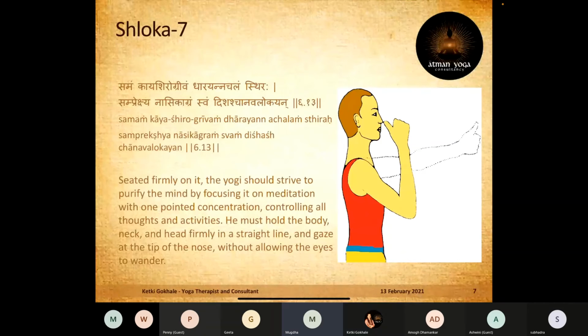Samam kaya shiro grivam, dharayannachalam sthirah, sampreksha nasikagram svam, dishashchanavalokayan. Correct. It is Sampreksha Nasikagram Swam. Sampreksha nasikagram svam, dishashchanavalokayan. Very good.